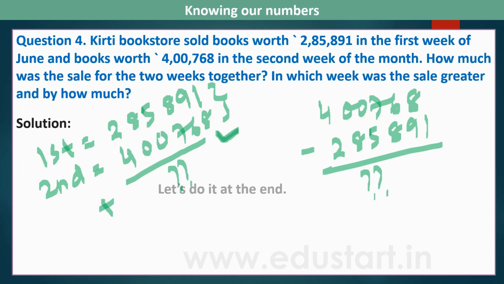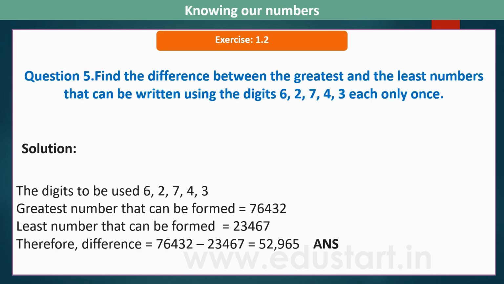This is clear? Find the difference between the greatest and the least numbers that can be written using the digits 6, 2, 7, 4, 3 each only once. So it means that in the question it is told repetition is not allowed. Okay, so now what are the digits? 6, 2, 7, 4, 3.